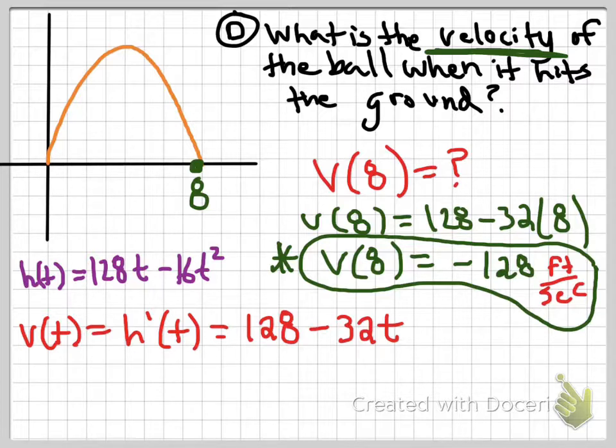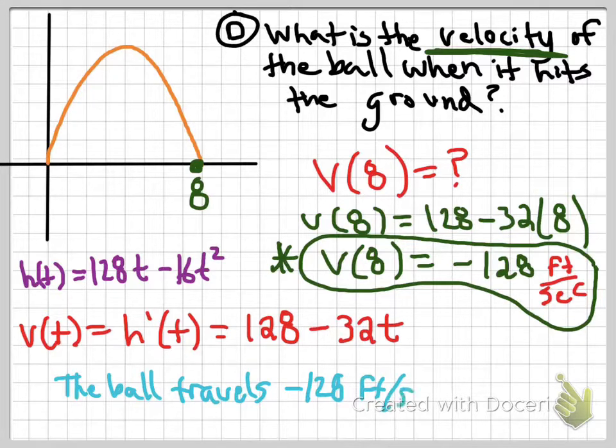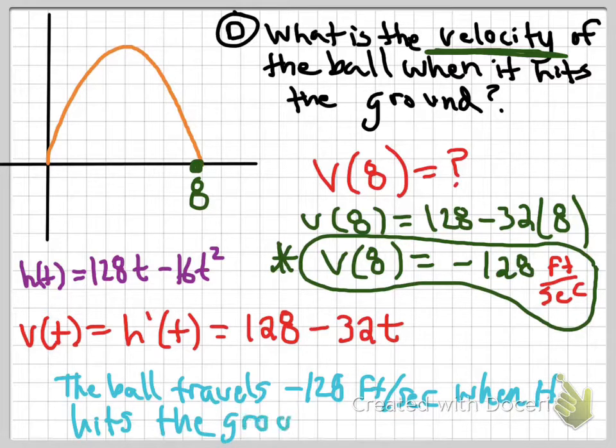So I'm actually going to write a little statement down here. I'm going to write the ball travels negative 128 feet per second when it hits the ground. And this answer makes a lot of sense to me, because if it had been positive 128, I would have expected the ball to be going up instead of down. Down makes sense. So it travels 128 feet per second when it hits the ground. Alright, I hope that helps. We're going to keep working on this in class.